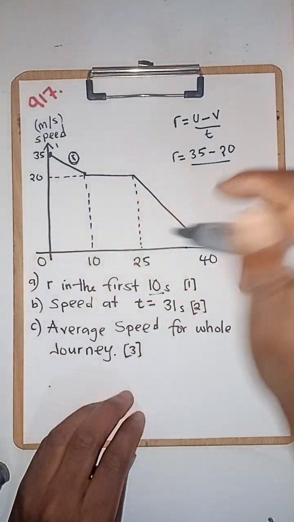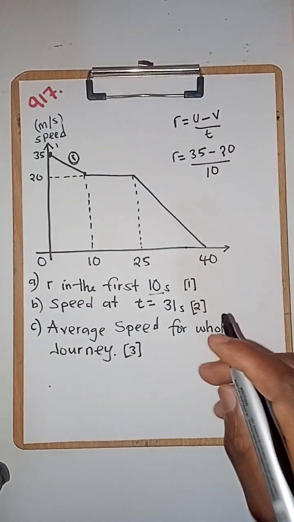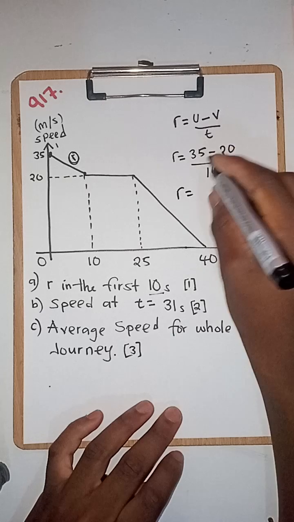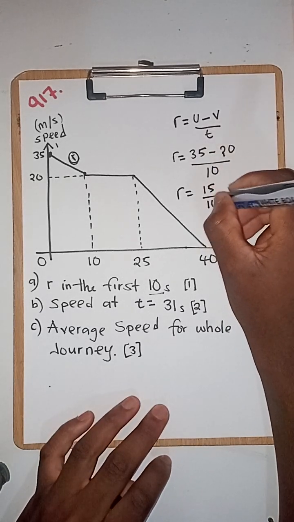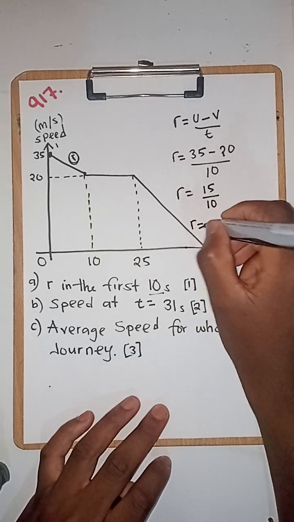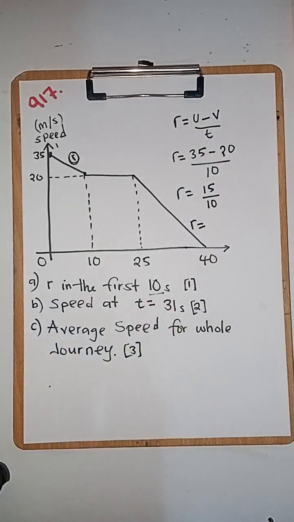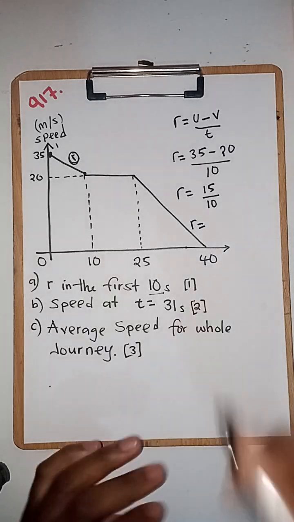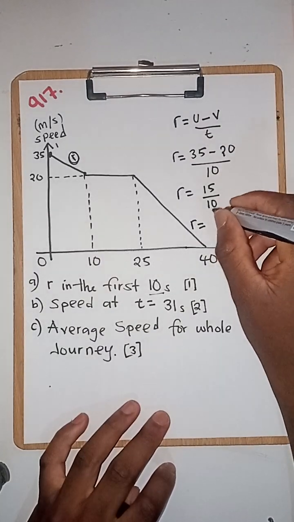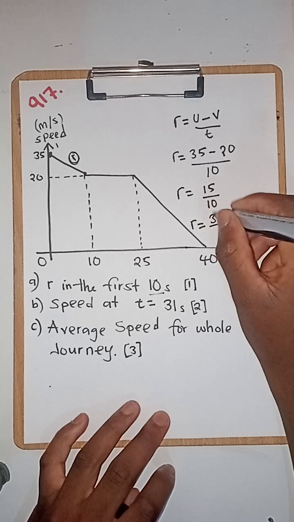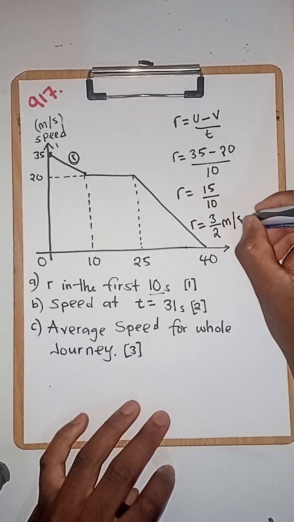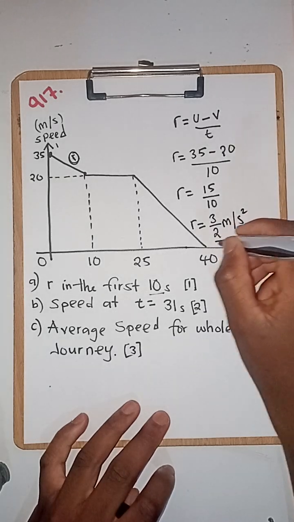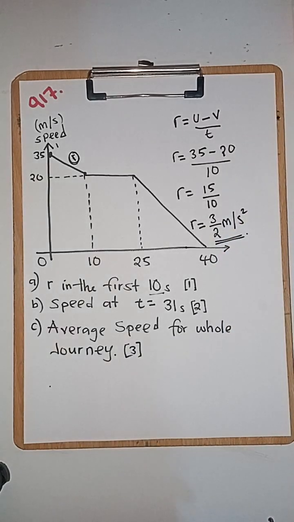So we have 10 and 0, the difference is just 10 seconds. So R will be equal to 35 minus 20 is 15, then here we have a 10. So we're going to have R as, remember this is paper 1, don't write your answers in decimal forms. This will be 5 into 15, 3, 5 into 10, this will be 2. The units meters per second squared.